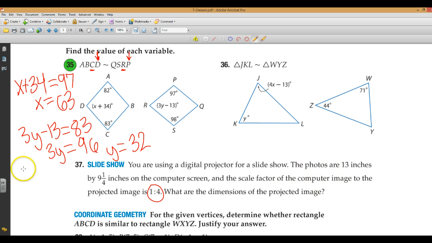So I would take 13 times 4, which is 52 inches, and 9 1/4, or 9.25 times 4, which is 37 inches. So my dimensions are 52 inches by 37 inches.